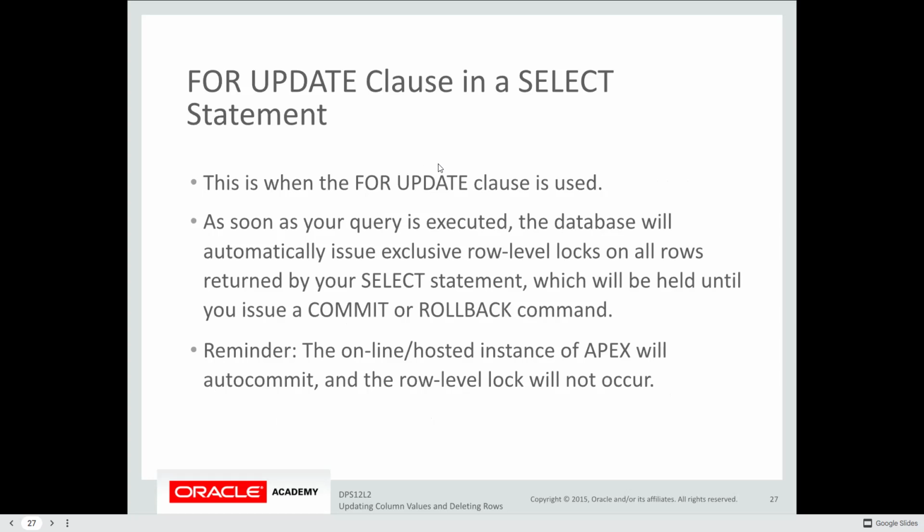All right, so the for update clause in the select statement, let's see. So this is when the for update clause is used. As soon as your query is executed, the database will automatically issue exclusive row level locks in all rows returned by your select statement, which will be held until you use a commit or rollback. So basically it protects the data while the data is being ran.